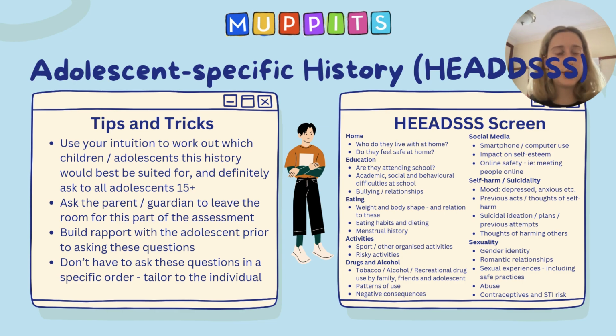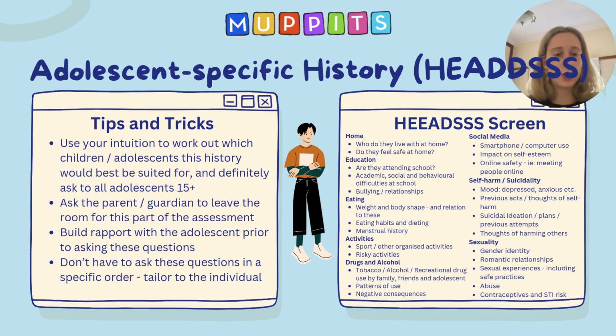Social media use is really important. So does the young person use their smartphone or computer a lot? How does this impact their self-esteem? And how do they feel online? So are they feeling safe online?